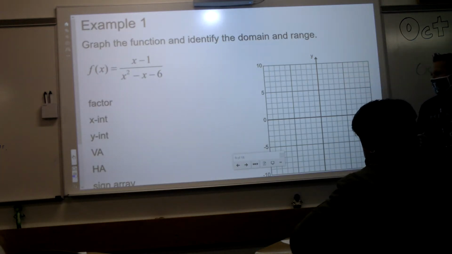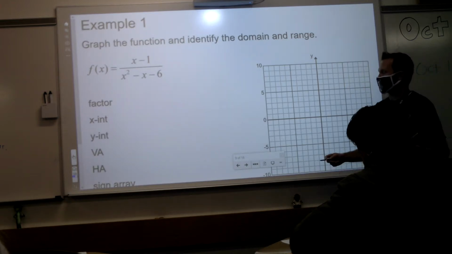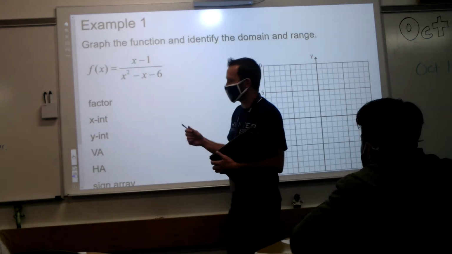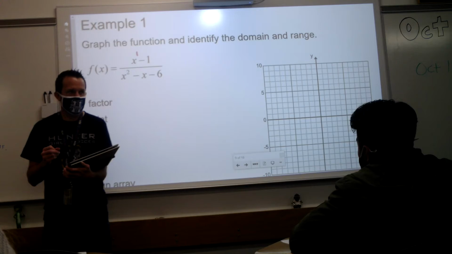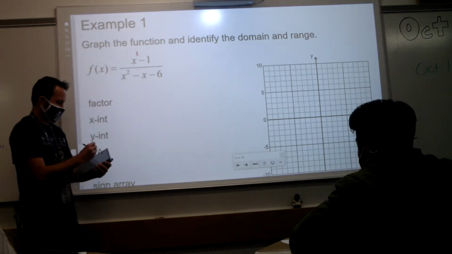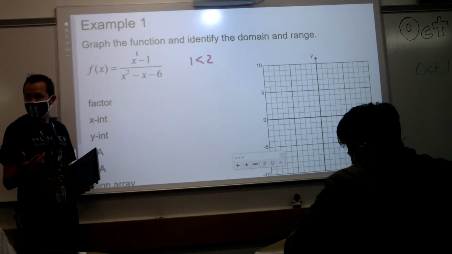Okay, step one, we need to figure out the end behavior asymptote. You said that was by comparing what? The degree of the numerator, degree of the denominator. Guys, what's the degree of the numerator? What's the degree of the denominator? How do those compare? 1 is less than 2. What does that tell you about your end behavior asymptote?